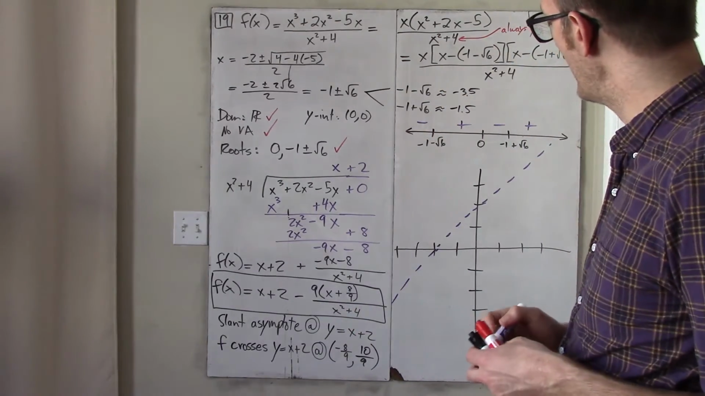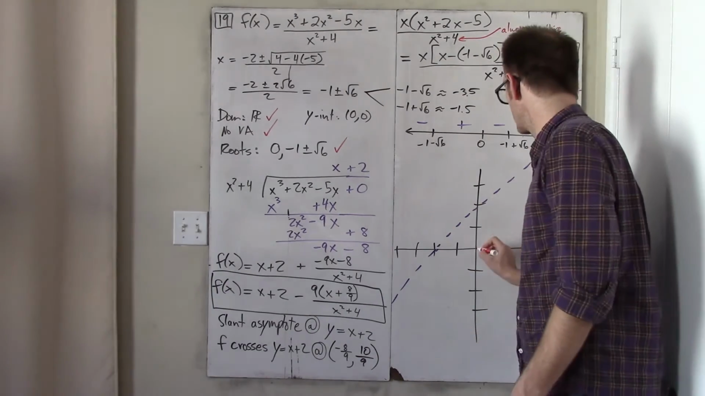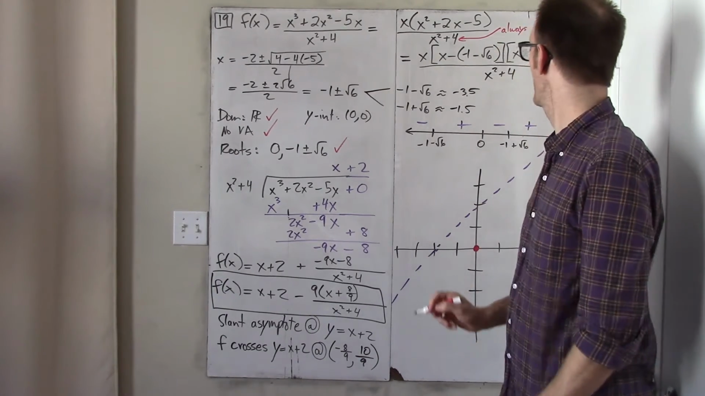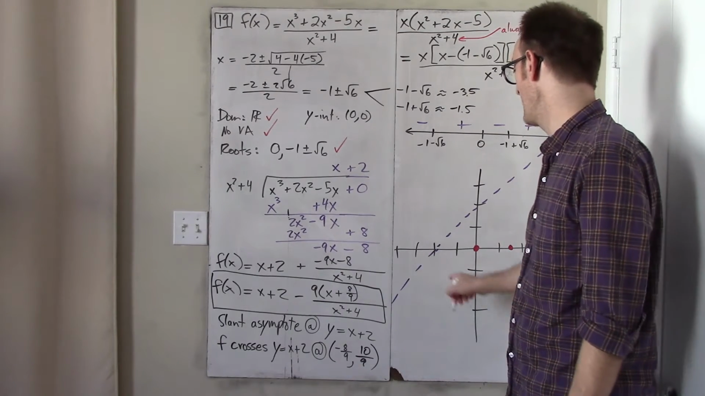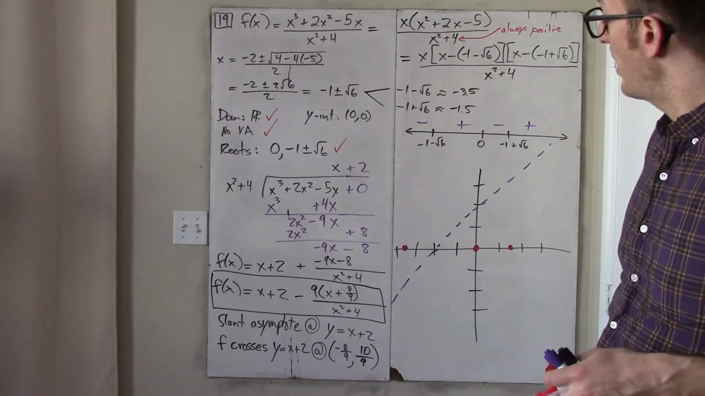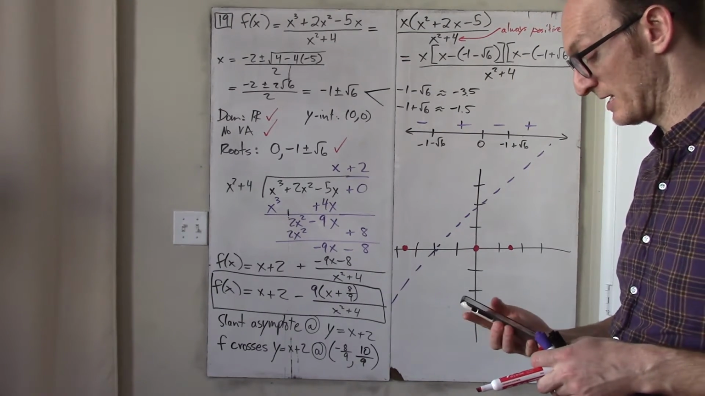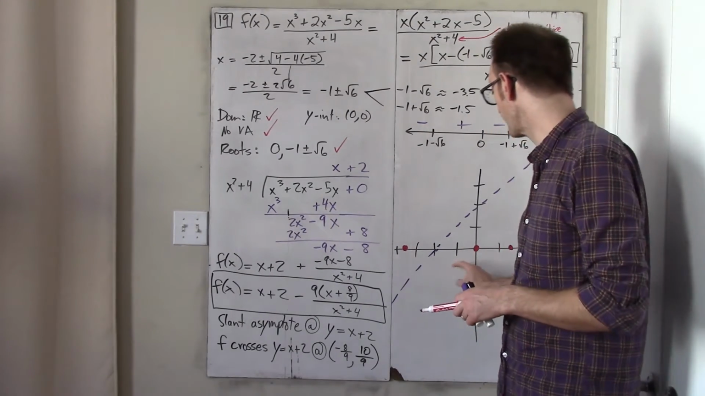Let me add some roots. Where are the roots? There's one at 0. There's one at negative 1 plus root 6, which is about 1.5, we say. And there's one down here at negative 3.5. And now we begin to graph.